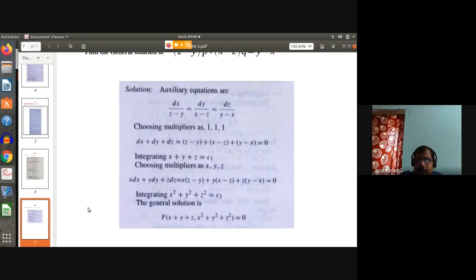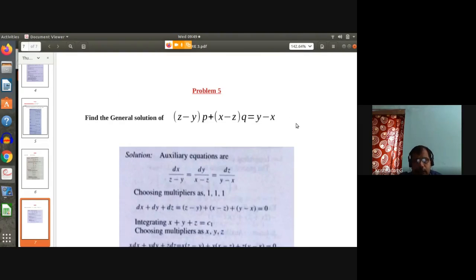So the general solution is phi of x plus y plus z comma x square plus y square plus z square equal to 0. Instead of phi, writing f doesn't matter; you can write any function, any notation for that. The only thing is, in the case of a first order equation, we have only a single arbitrary function. So phi of x plus y plus z comma x square plus y square plus z square equal to 0 is the general solution of the given partial differential equation. So this is the idea of solving Lagrange's linear partial differential equation Pp plus Qq equal to R using this method.